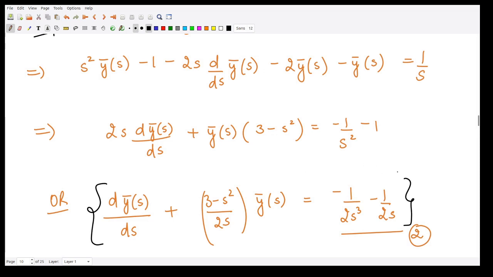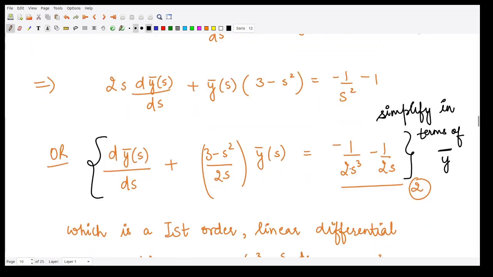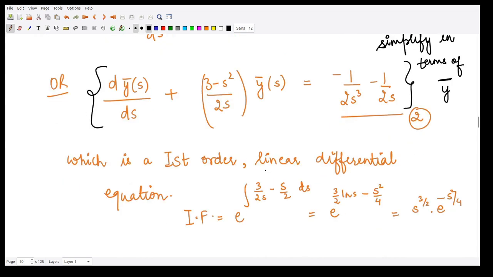So because here we have to simplify this expression in terms of y dash and y bar, we have to solve this differential equation. Now this is a linear first order differential equation, so we can solve this by the method of integrating factor. This equation is in the form y dash plus py is equal to q. So its integrating factor is given by e to the power integral of p, with respect to whatever is the independent variable.